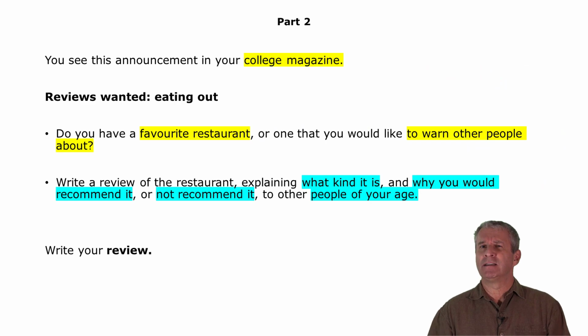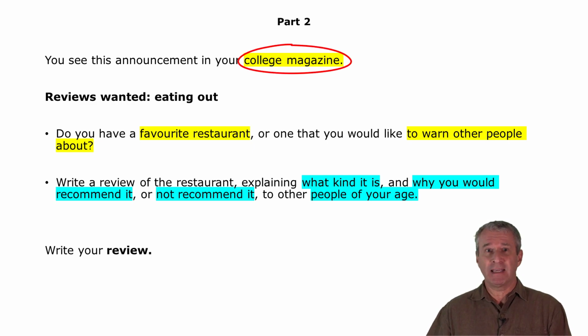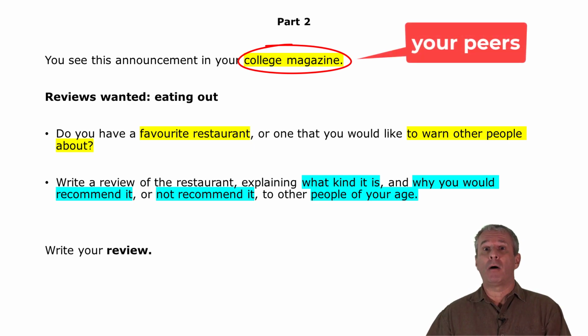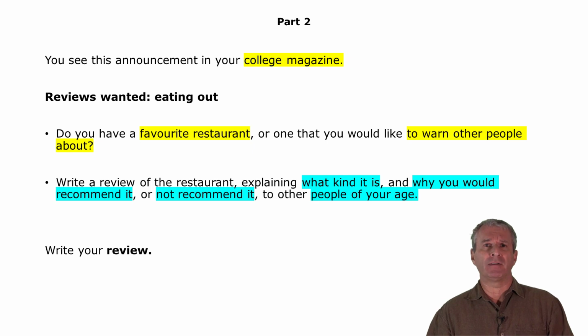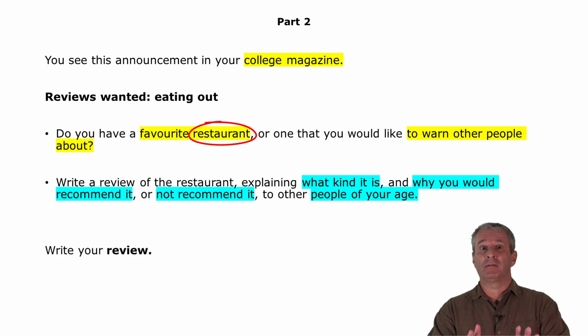Who's going to read this review? Who is the target reader? Well, it's for a college magazine, so your peers will read it. Your peers are people of your age and at your level in life. The review is about a restaurant. It could be a positive or a negative review. You choose. It could be a favorite restaurant or a restaurant to stay away from, a place to warn people about.